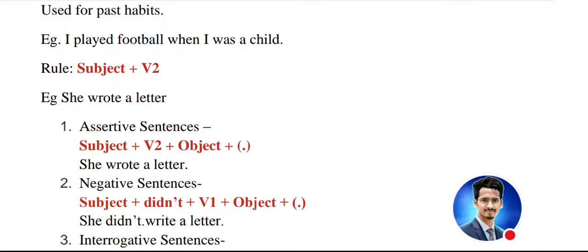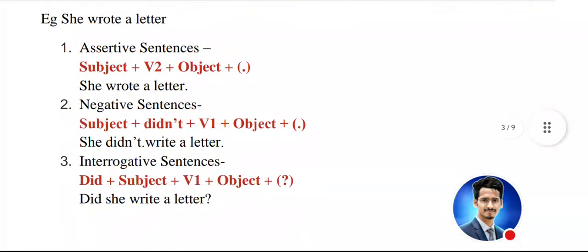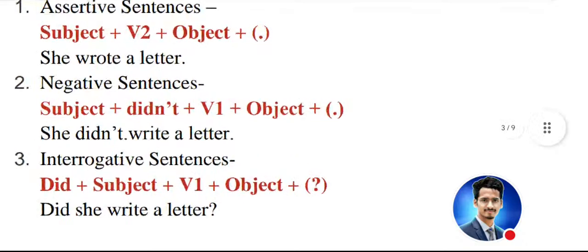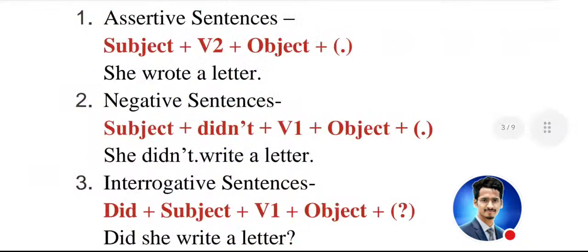For an assertive sentence you can see subject, verb, object. This is the basic assertive sentence or positive sentence. He wrote. What is the V1, the present form of wrote? Write. So here the past form is V2. Subject wrote, he or she wrote a letter.